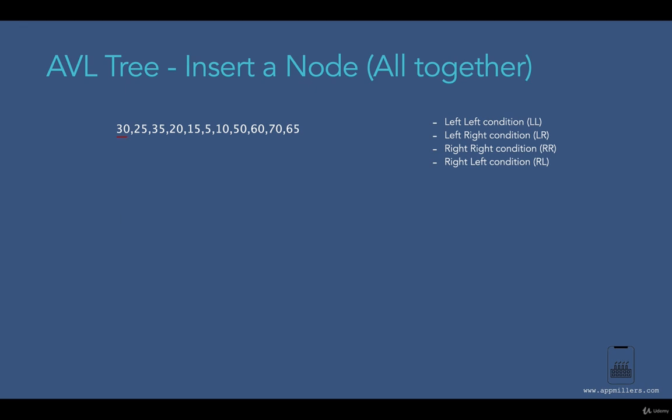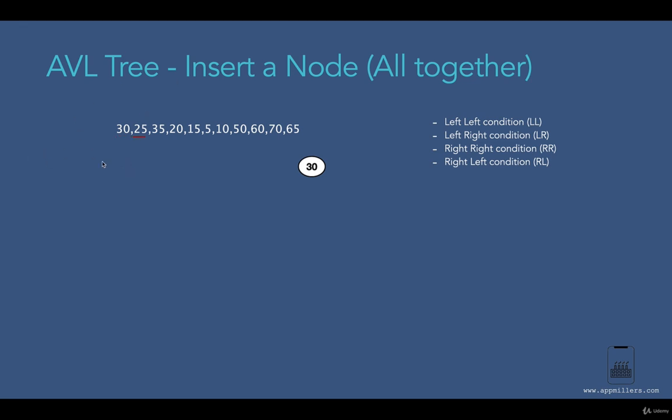So the first element is 30. When we are inserting 30, we don't have an AVL tree yet, so we are going to create one and assign 30 as the root node. After assigning it as the root node, we don't have any imbalance, so we continue to the next node. The next node is 25.